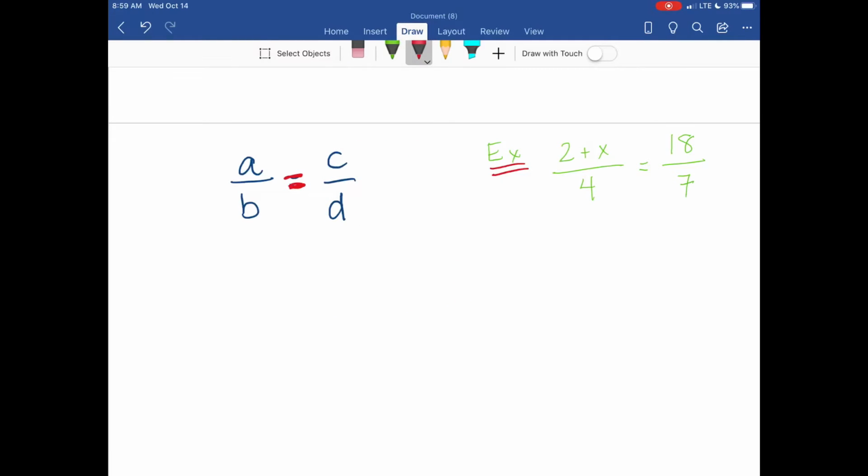So essentially, when I have this proportion, a over b equals c over d, I can take what we call the cross product. I can take the product of a times d and set it equal to the product of b times c. So we have AD equals BC.